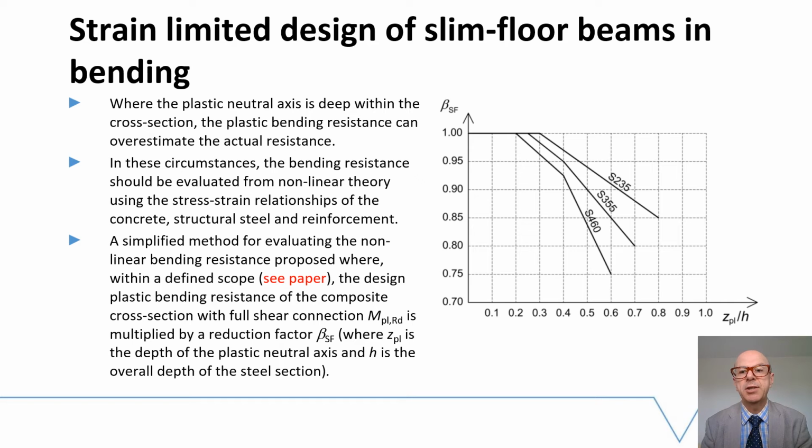So as you can see, as the ratio of ZPL over H gets larger, there's a more significant reduction to the plastic resistance of the cross section. For ZPL over H values greater than the limit shown on the right hand side of this slide, the elastic bending resistance should be used in design, or alternatively, more advanced calculation of the non-linear resistance to bending may be undertaken by the designer.